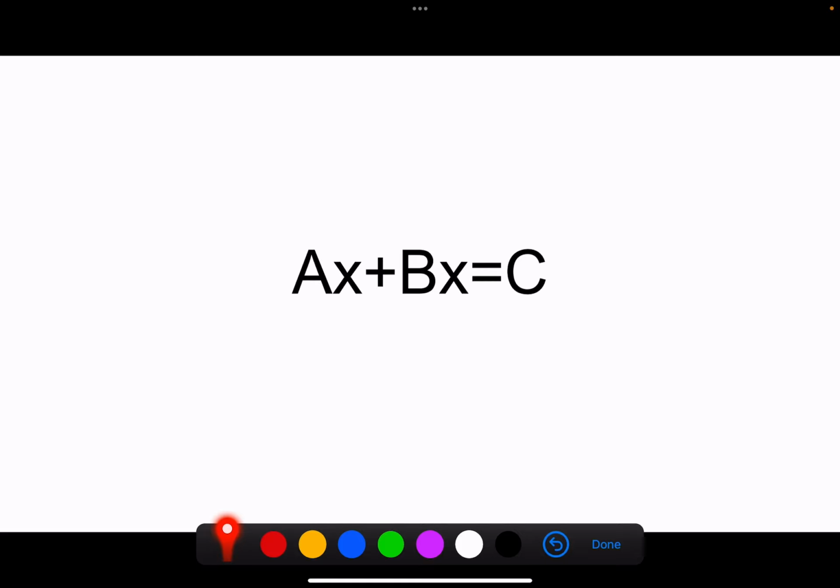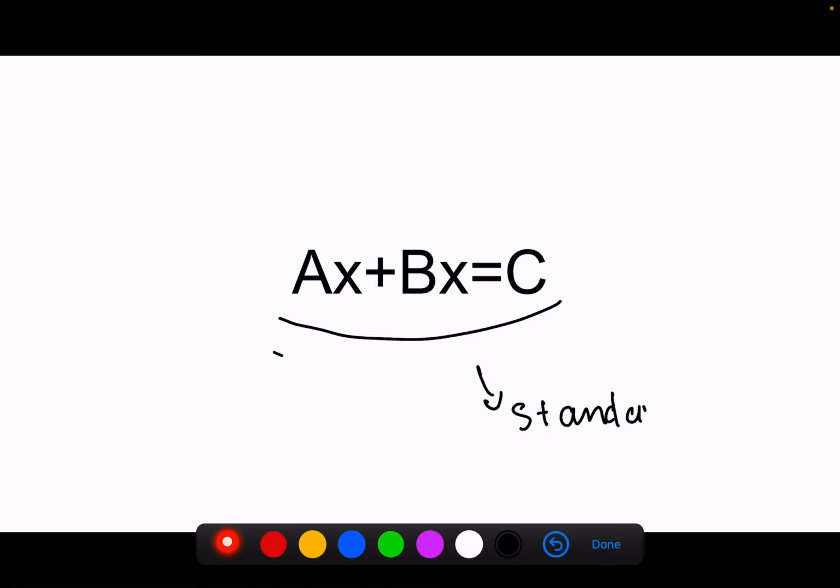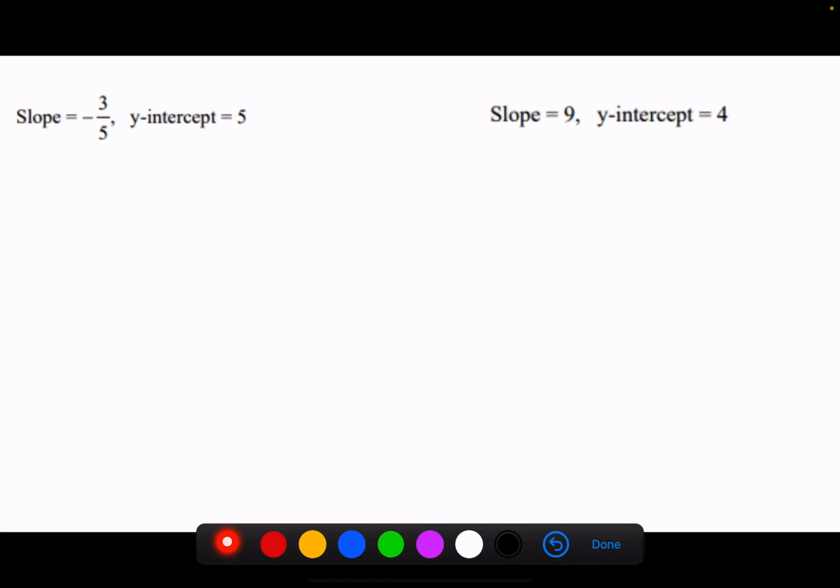And then we have the form here, ax plus by equals c. This form is known as the standard form. And the whole point of this video is being able to derive this form from the form of y equals mx plus b, which I will show how to do through problems. So let's go ahead and start these problems.